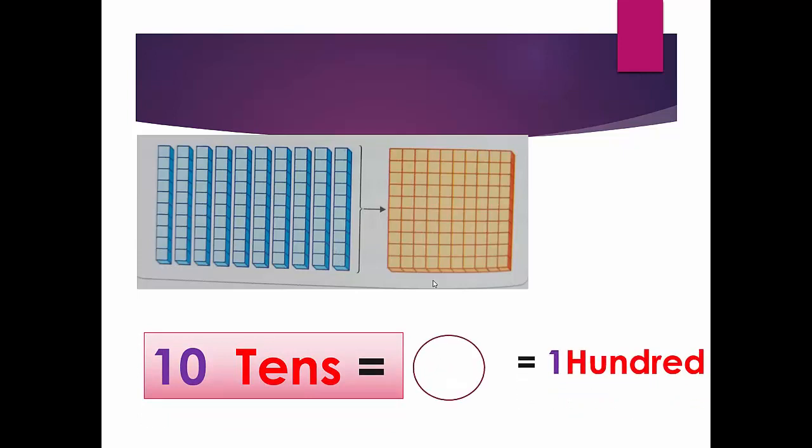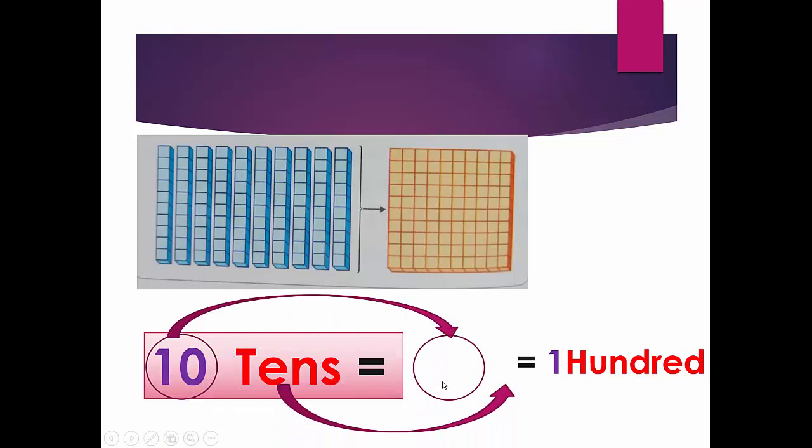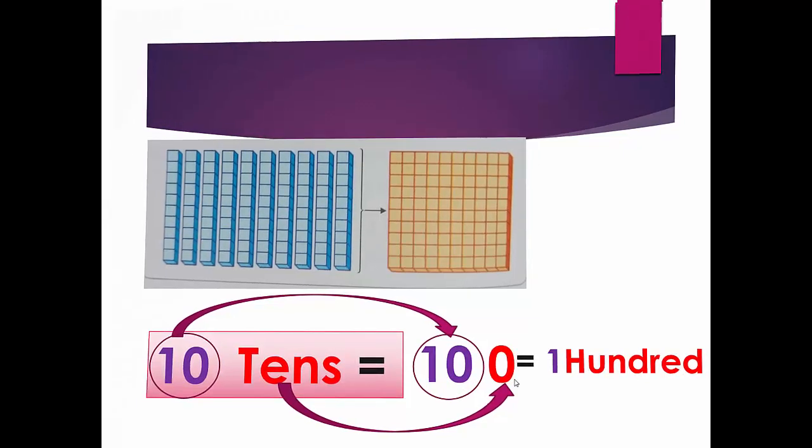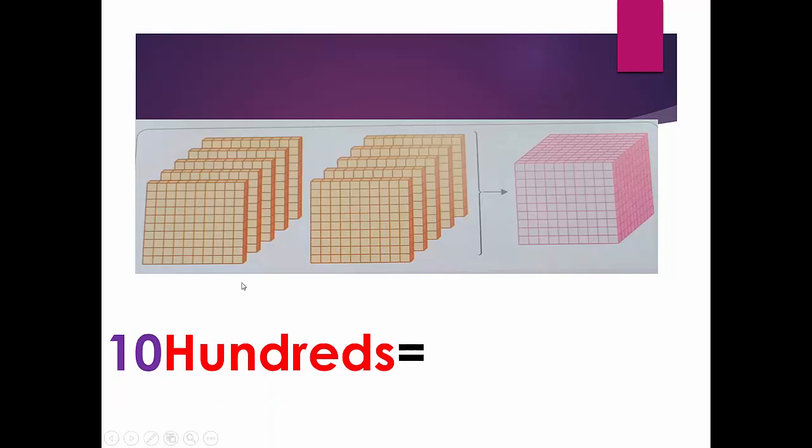Okay, my students, let's see this. I have here 10. I'll keep number 10 as it is. Then tens give me 10. Now I have 100. 1, 2, 3, 4, 5, 6, 7, 8, 9, 10 hundreds give me 1,000, my students.